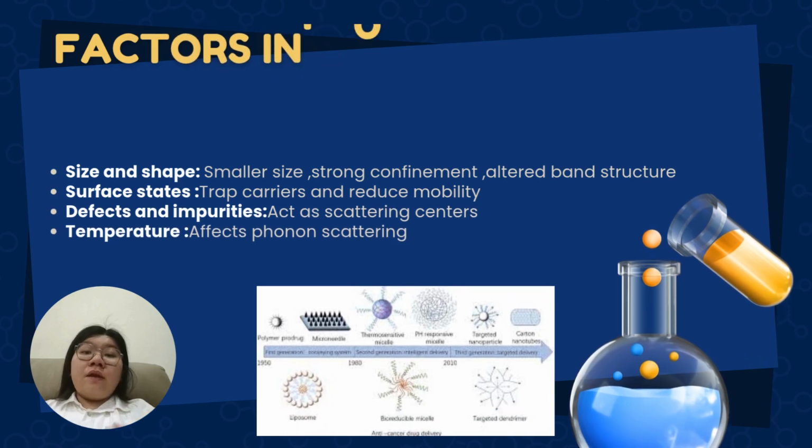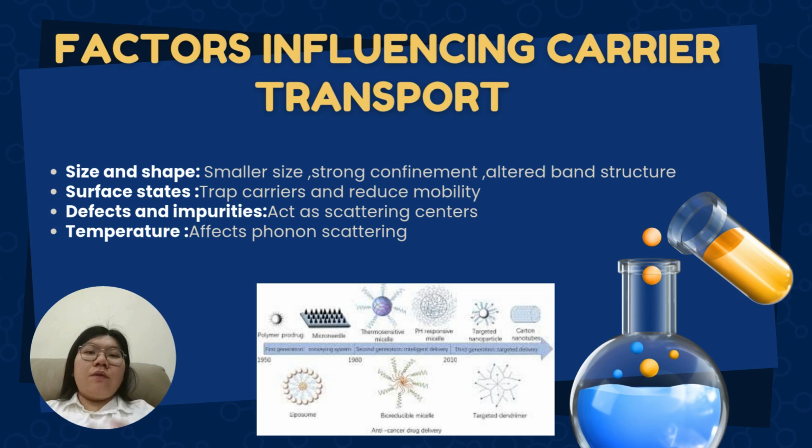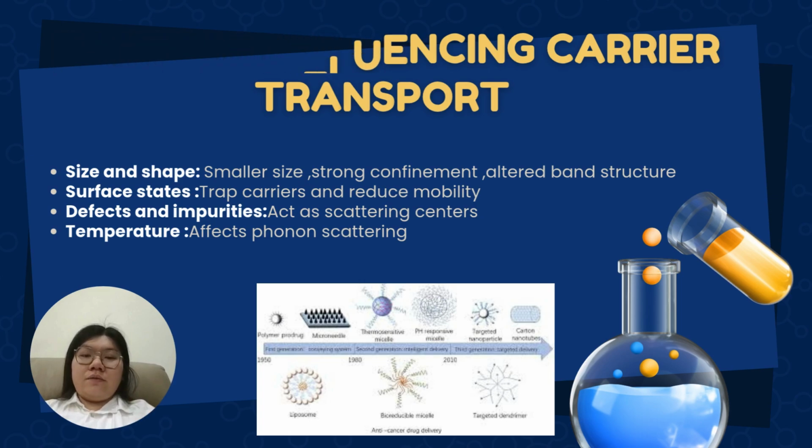There are several factors that influence the carrier transport as listed below. The first one is the size and shape. The nanomaterials which have smaller size will have strong confinement, which can alter the band structures. The surface states trap the carriers and reduce the mobility. The defects and the impurities act as scattering centers. The temperature will affect the phonon scattering.